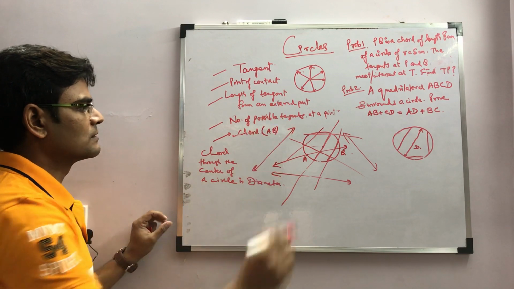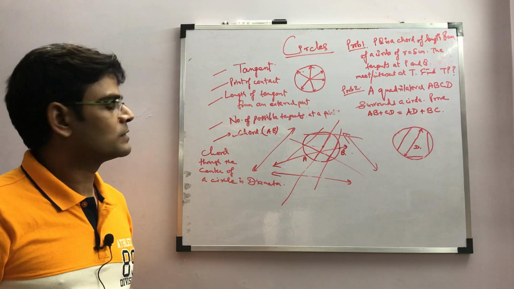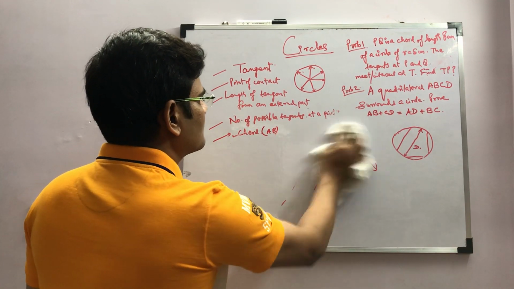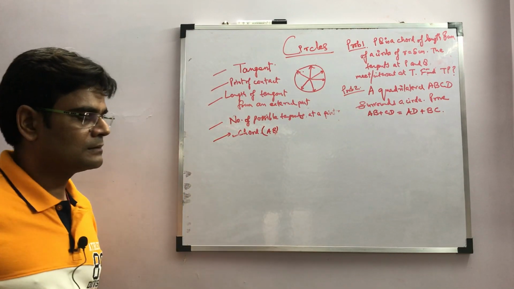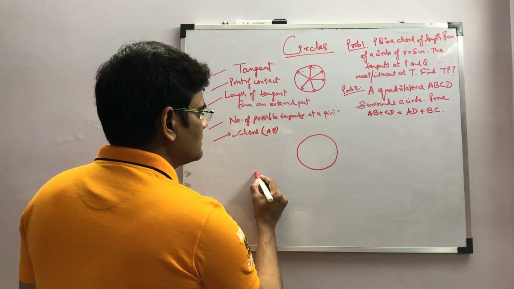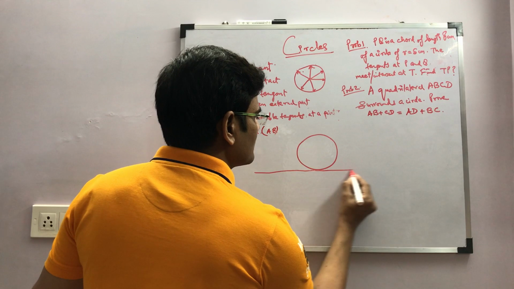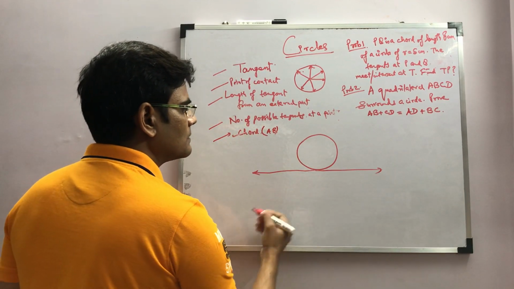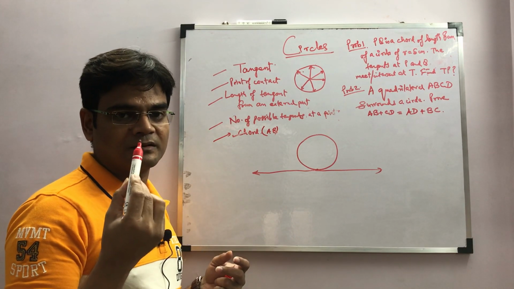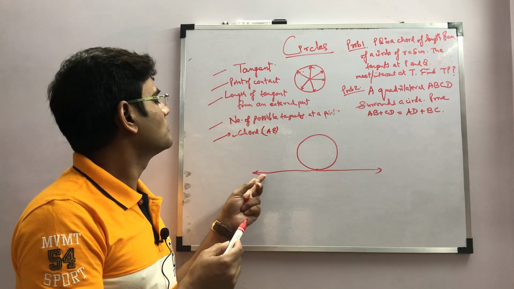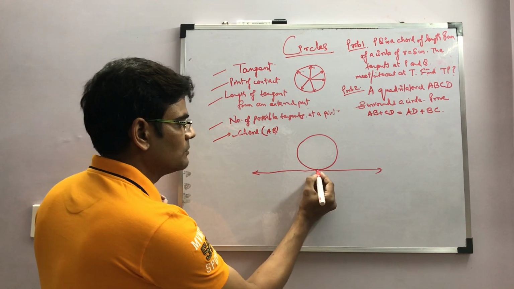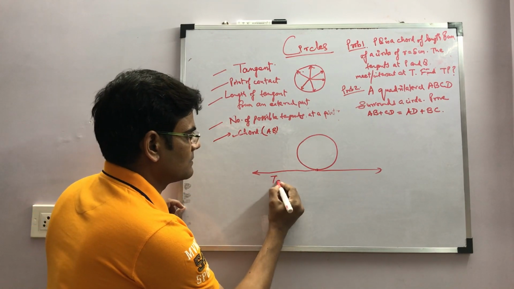So I covered chords. Now what's a tangent? When the line touches the circle at a single point, this is that point. I'm using a marker. It's very broad, right? It writes very broadly. It's almost 2 millimeters. So normally a line does not have any width. So this is a single point. This is a tangent.